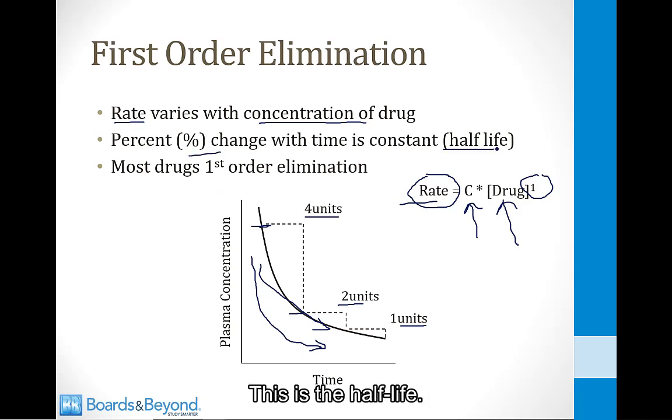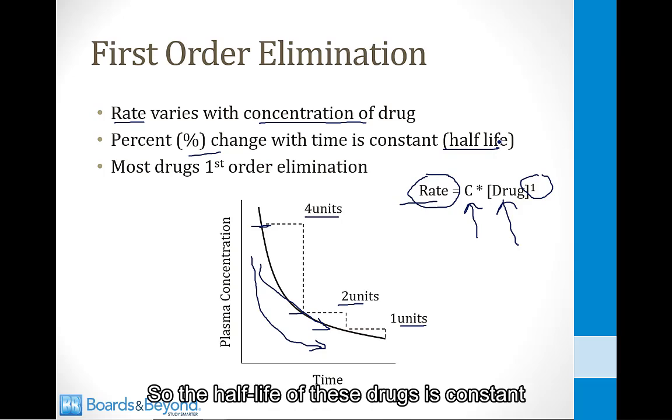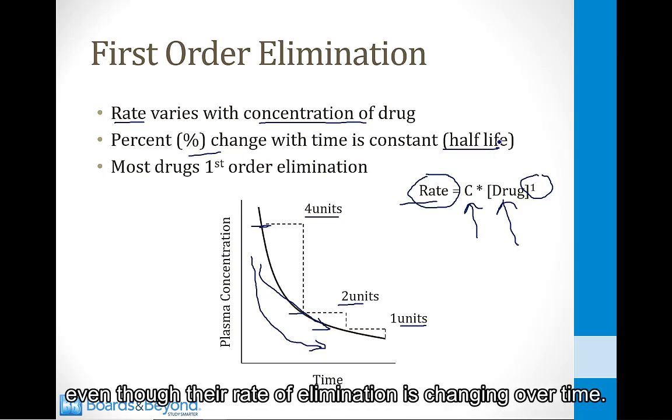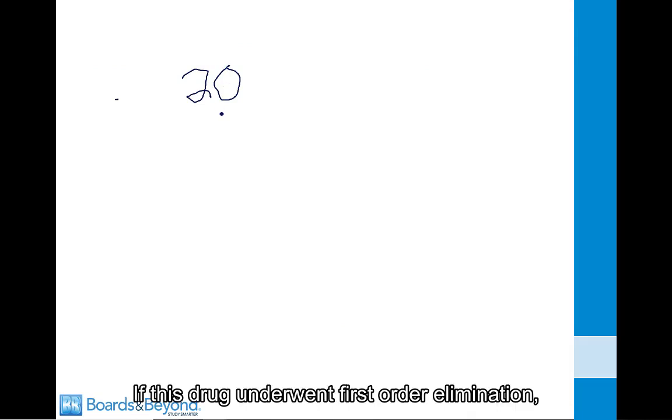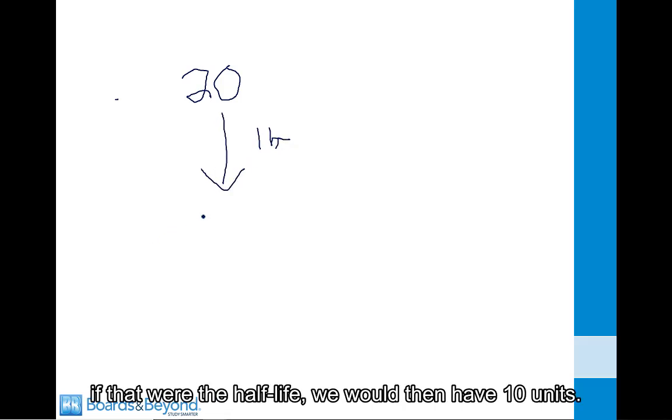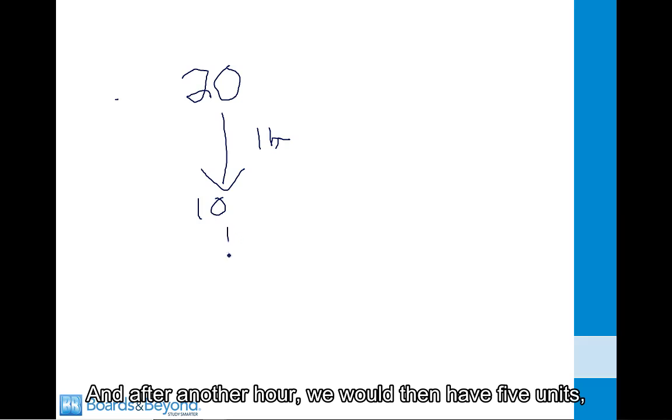This is the half-life. So the half-life of these drugs is constant, even though their rate of elimination is changing over time. Let's go back to our example of a drug with a concentration of 20 milligrams per liter in the plasma. If this drug underwent first-order elimination, then after, for example, 1 hour, if that were the half-life, we would then have 10 units. And after another hour, we would then have 5 units. And after another hour, we would then have 2.5 units.